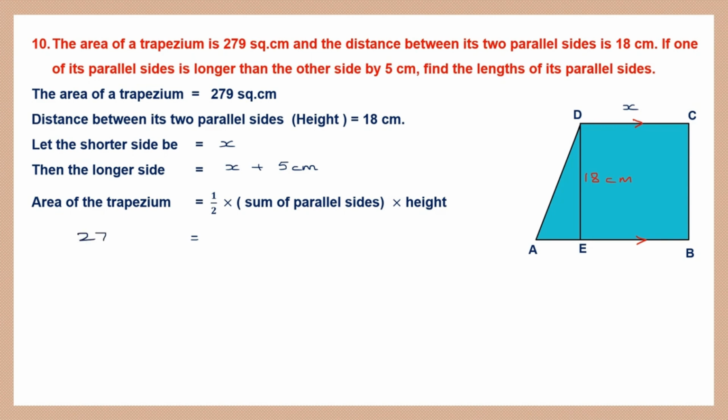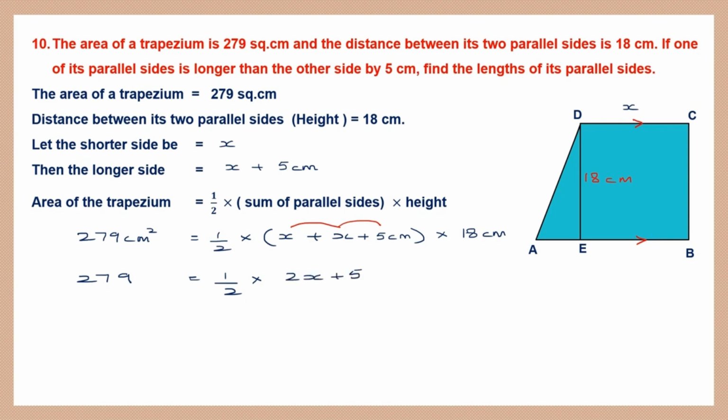It is 279 centimeters square and this is half into sum of its parallel sides, and parallel sides are x centimeters plus x plus 5 centimeters into the height, and height is 18 centimeters. So now let's work this out. Let's simplify. So 279 on this side, half into x plus x is 2x, 2x plus 5 is 2x plus 5 centimeters. So 2x plus 5 into 18.